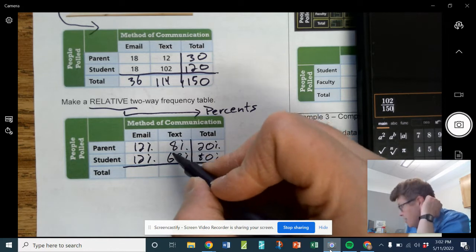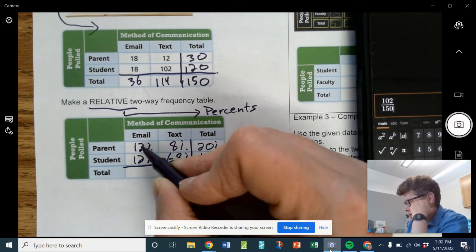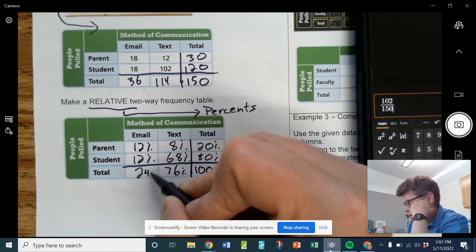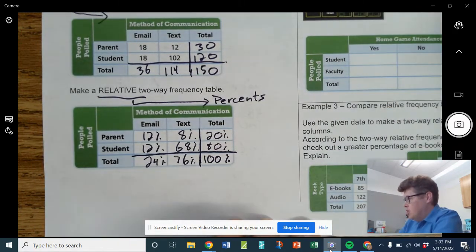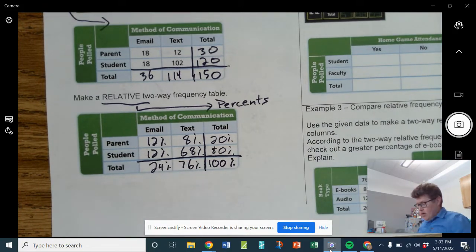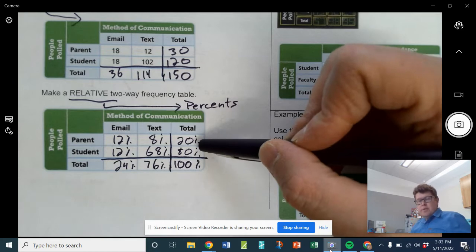And then we can add up down here. 8 plus 68 is 76. That's 24. And then 24 plus 76 is 100. So we have double checked our math, and it all works out. And we've converted this two-way frequency table to a relative two-way frequency table.